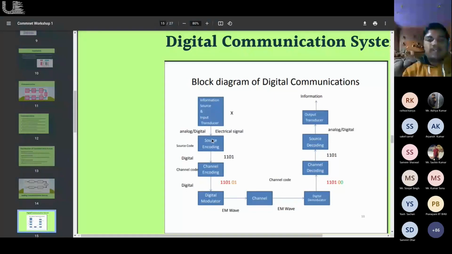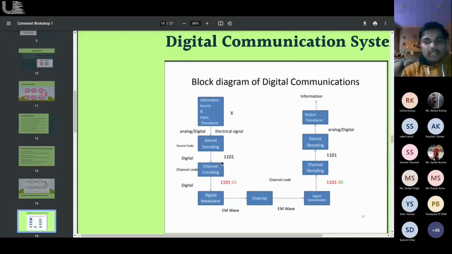Next we have source encoding. If it is digital, then it's okay. If it is analog, then we will convert it into a digital signal. Let's see, you can find it is 1101. You know binary numbers? Binary can take only two values, 1 and 0, and in digital the signal has only two values, 0 and 1. So we are converting the analog signal into the digital signal.